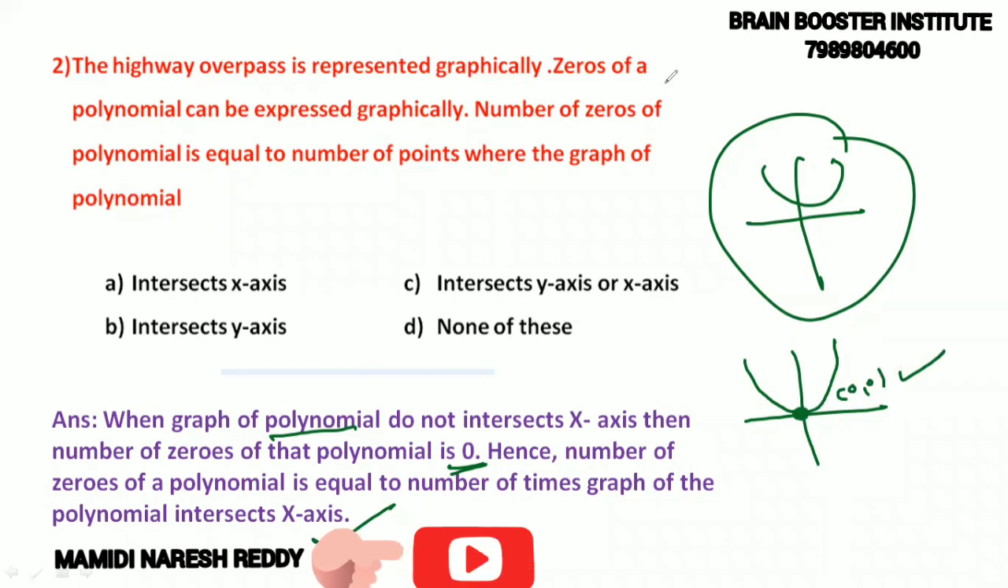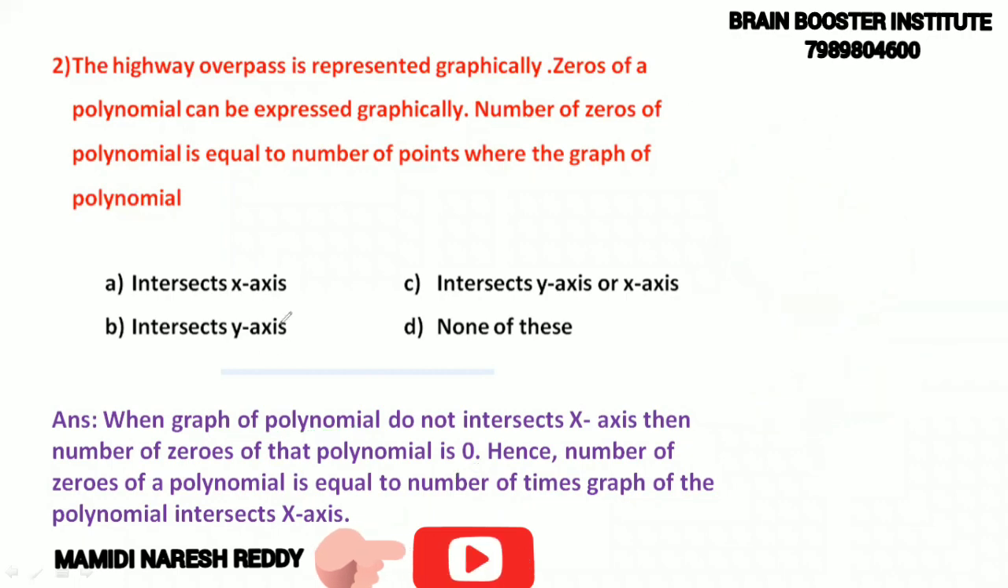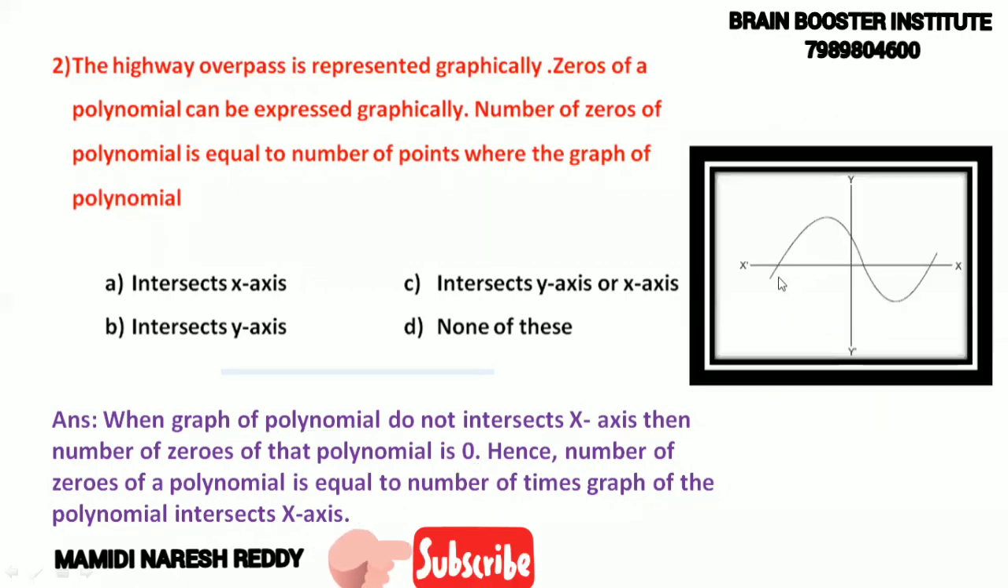Okay, so let's go to another example now. For example, this is the curve, children. See here, it is intersecting here, and also here, and also here. It means this curve intersects the x-axis in 3 points, 1, 2, 3. So it has 3 zeros here, very simple. So that's what we explained here.